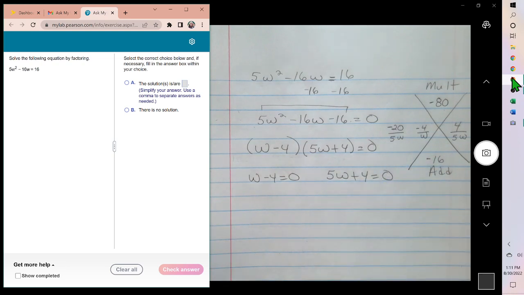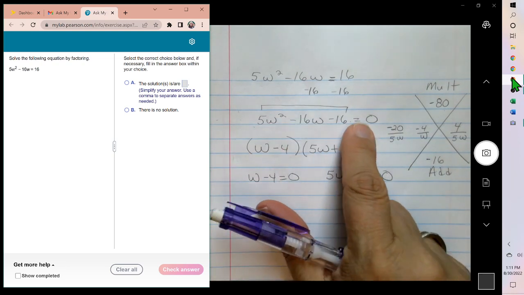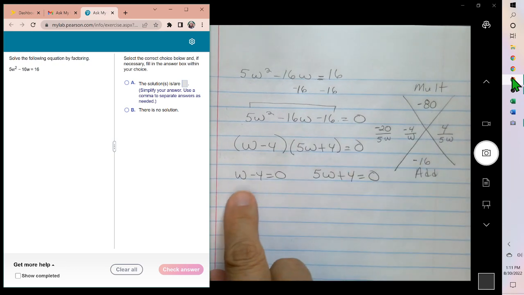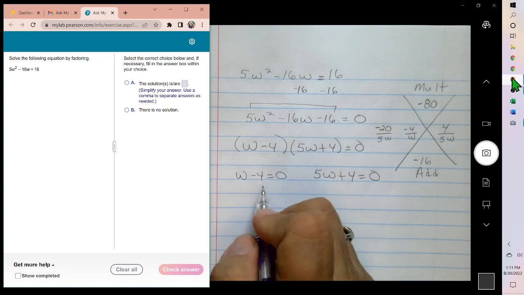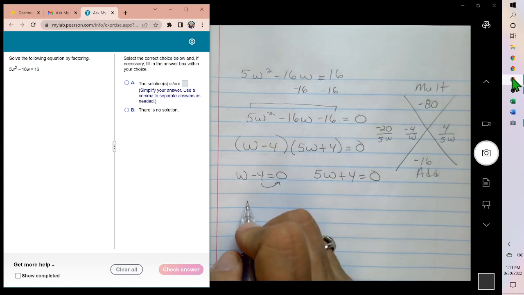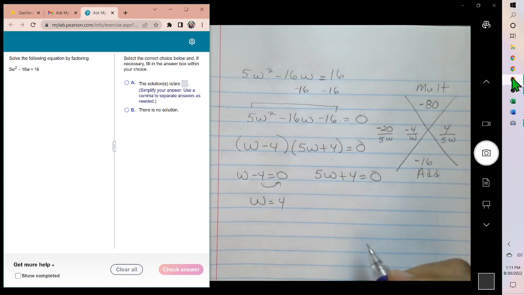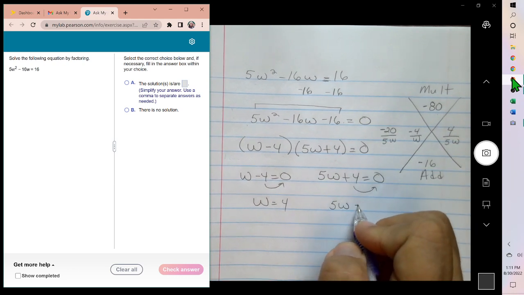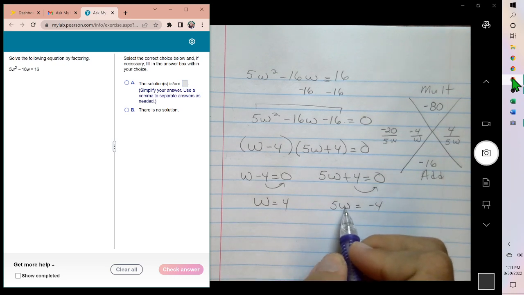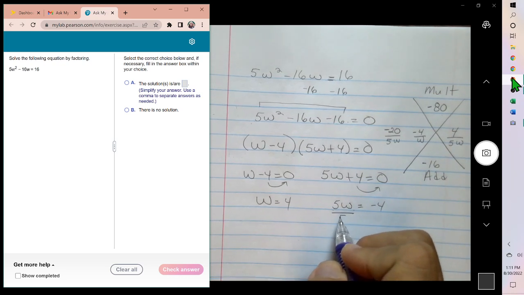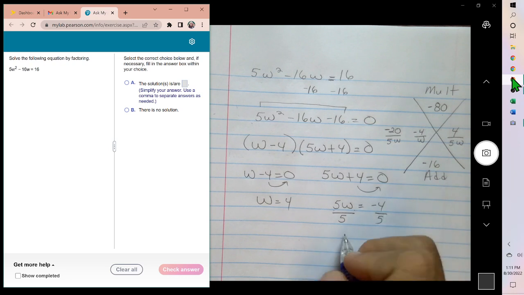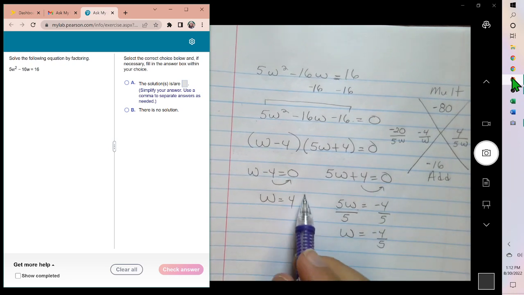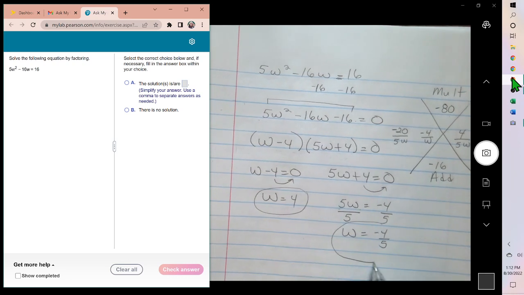And solve. So the first thing we needed to do was get it set equal to 0, and then we factored it. And then you set each factor equal to 0. We can add the 4 to the other side and get 4. On this one we would subtract the 4. And then since we're multiplying by 5, we would divide. So we get two answers, 4 and negative 4/5.